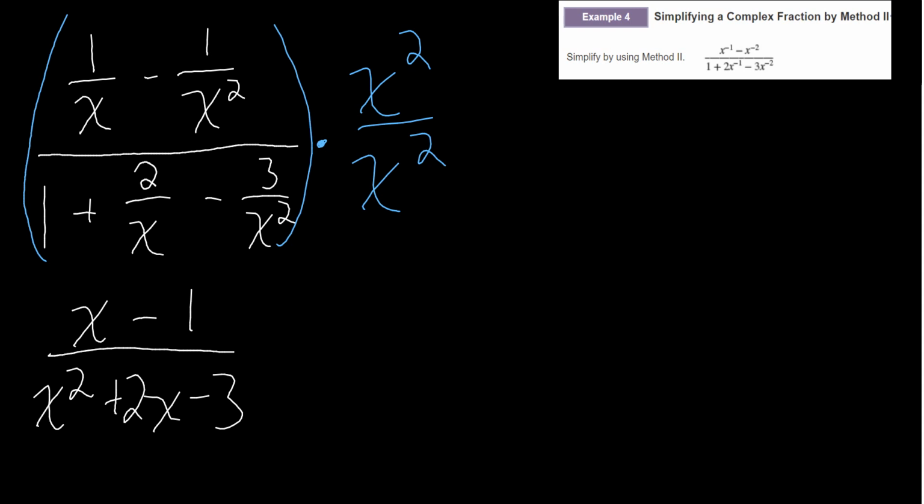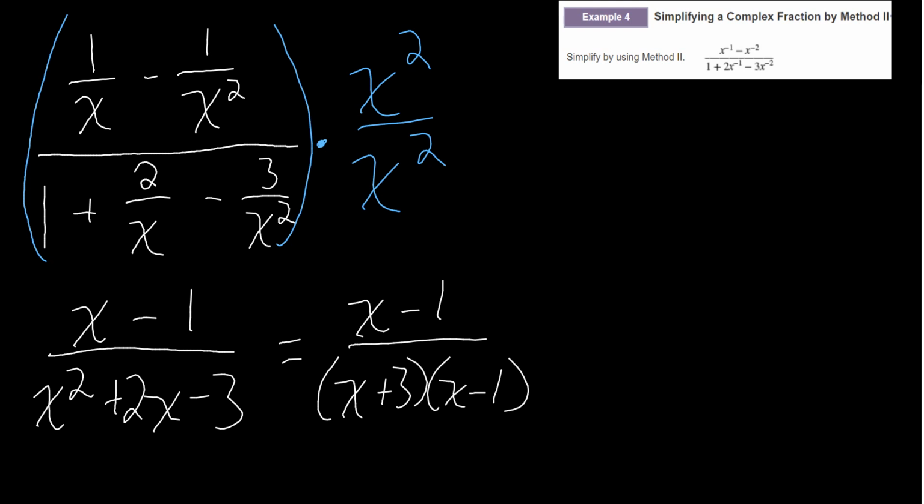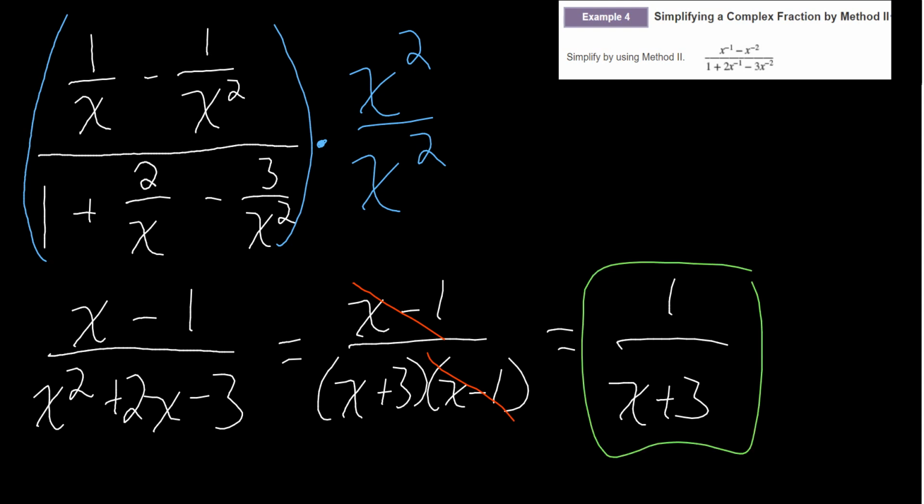And then from here, it looks like we're going to factor. So we're going to have x minus 1 in my numerator. My denominator is x squared plus 2x minus 3. It looks like it can be a plus 3, minus 1. So x plus 3, x minus 1. My x minus 1's cancel. So I'm left with, there's a 1 up there, x plus 3. Okay. And that is that problem.